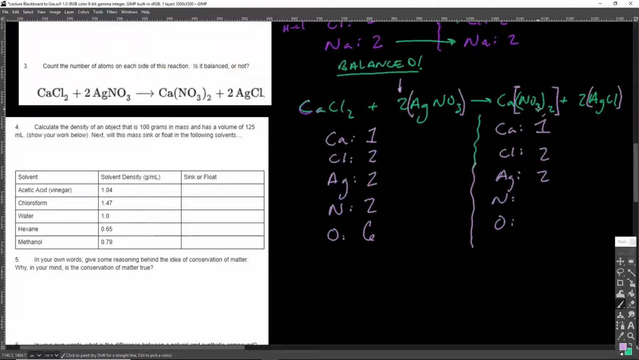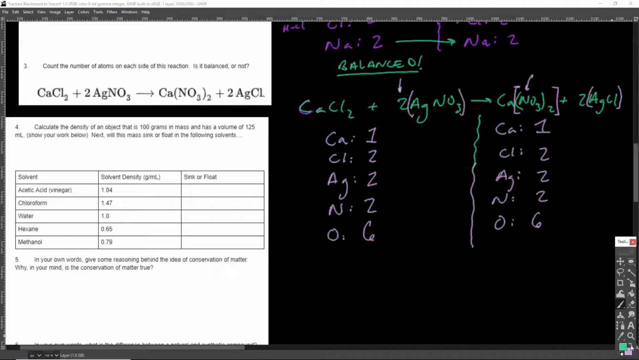Okay, it might be confusing to you because you're not used to seeing a little subscript here and then another little subscript here. It's similar to this in one way or another, okay? So how many nitrogens are there? Well, there's one inside NO3, but then there's two of those NO3s, so it's two nitrogens. I have three oxygens in this NO3, but I have two of them, so it's six.